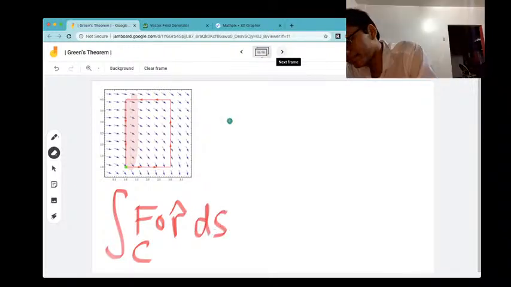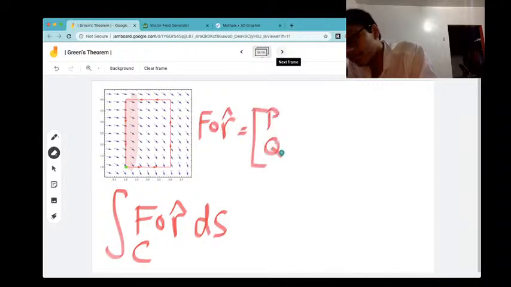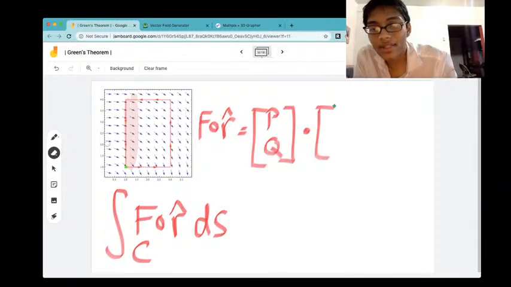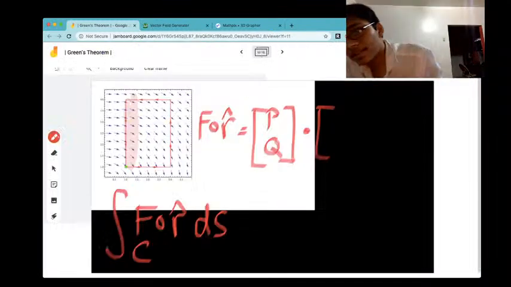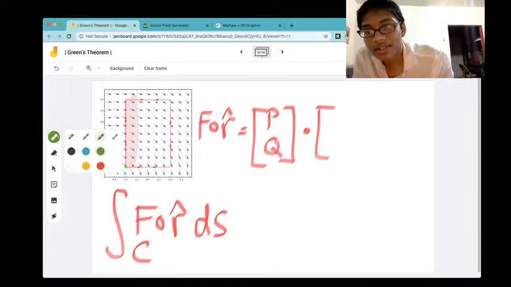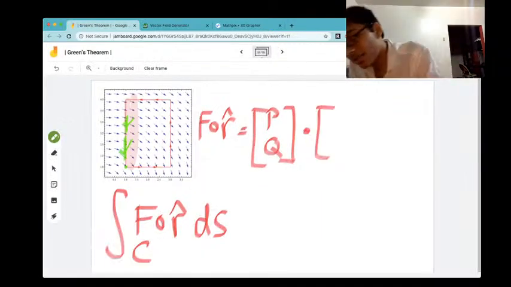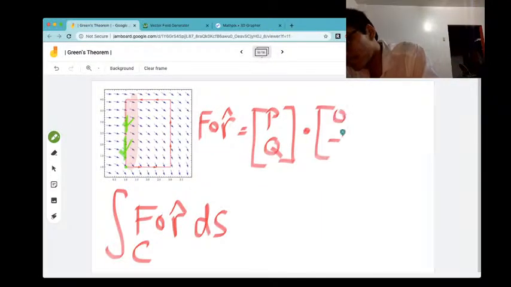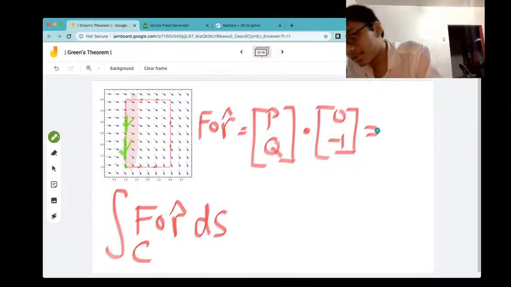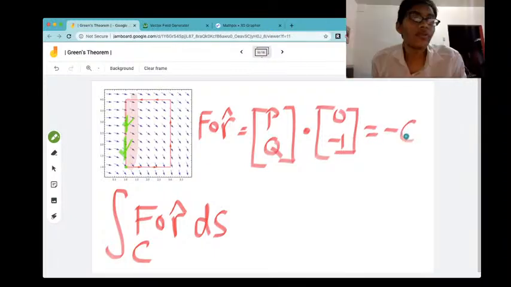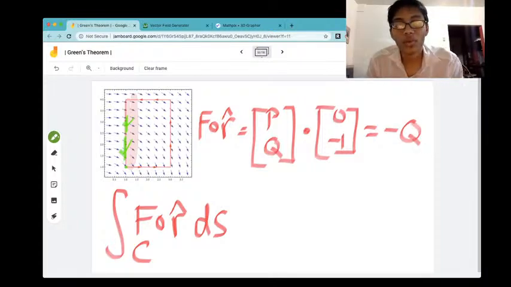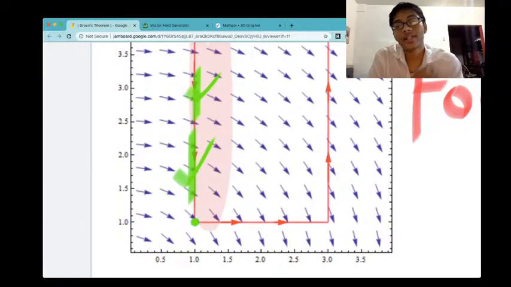So F dot r hat is going to be what? Well, F is just going to be pq, and r hat is going to be negative this time, because take a look at the direction of motion, right? The direction of motion is just downwards. So the unit tangential vector will just be 0, minus 1, right? And what is that equal to? Well, that's just minus q. Now, before we go any further, let's predict what the work done will be. I predict the work done will be positive, because look at the y component of these field vectors.